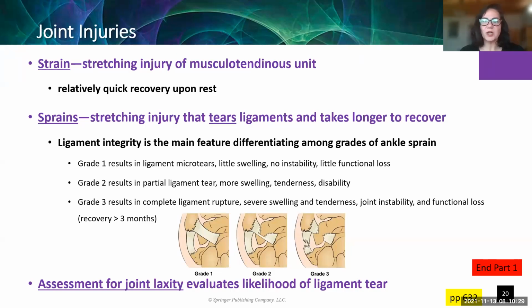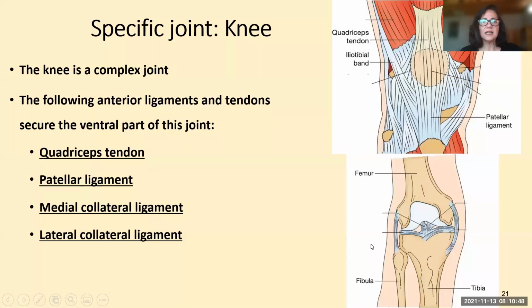Hello, and welcome to part 2 of the lecture on chapter 16, musculoskeletal system. We had just finished off with joint injuries. In general, we were talking about damage to some of the structures in the joints. And now we're going to look at one particular joint, and that is the knee joint.